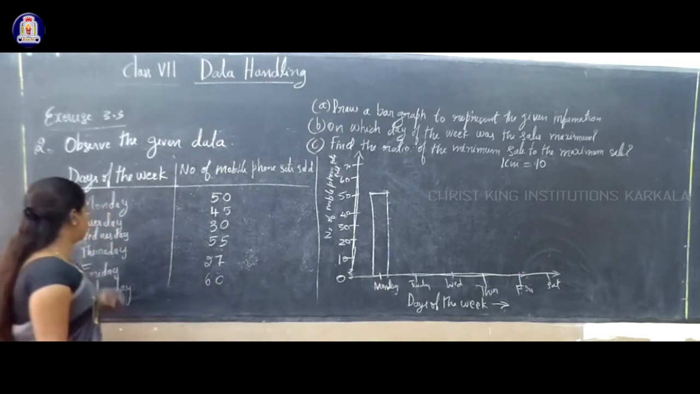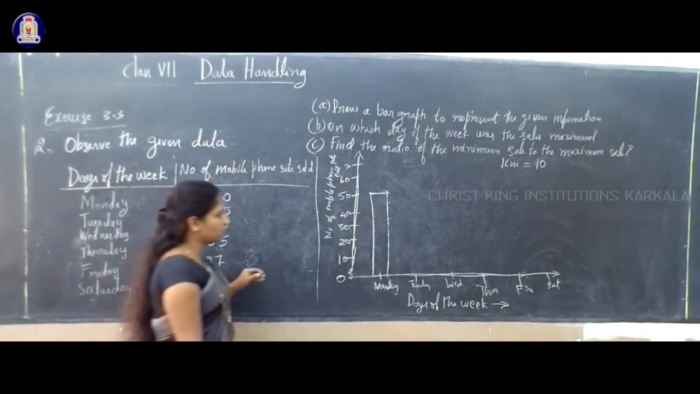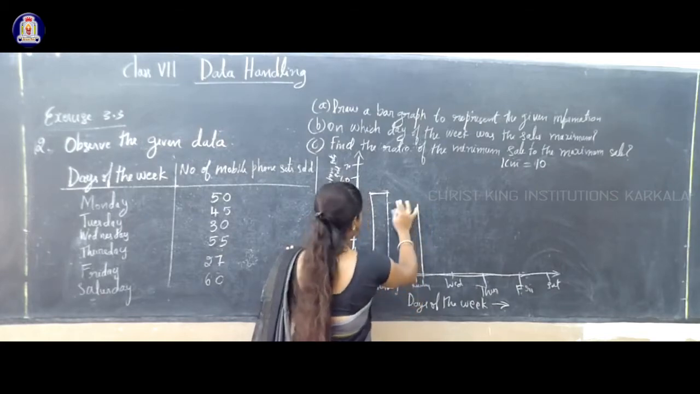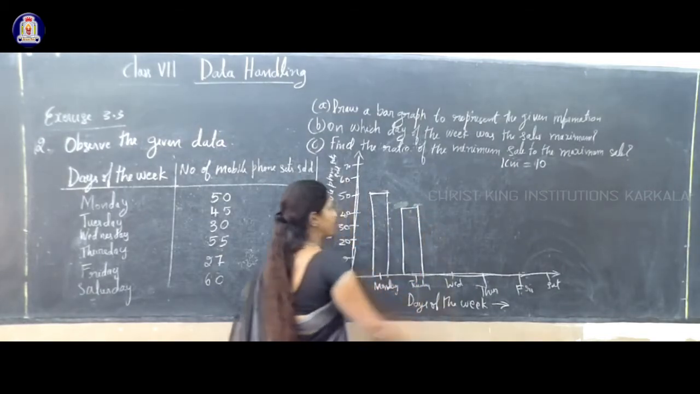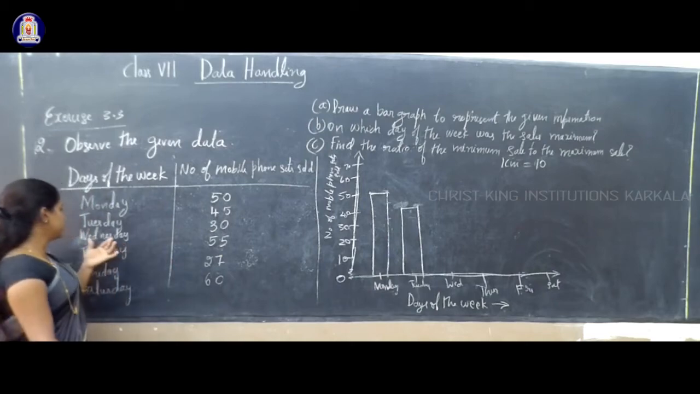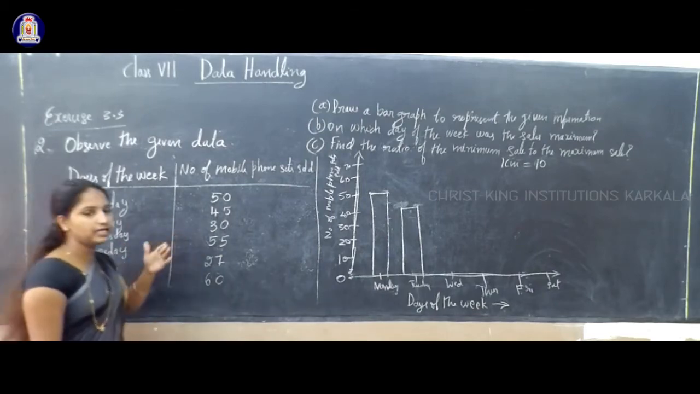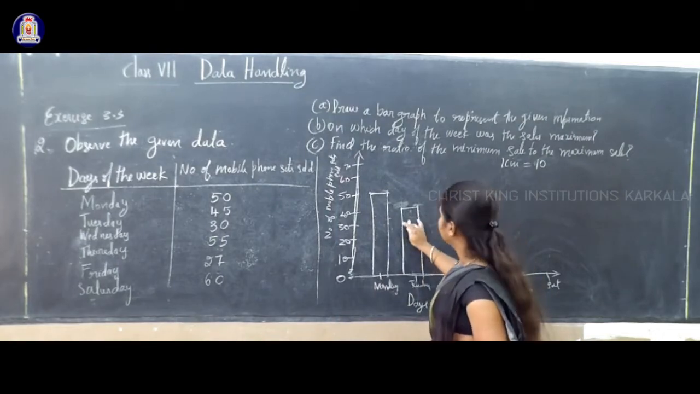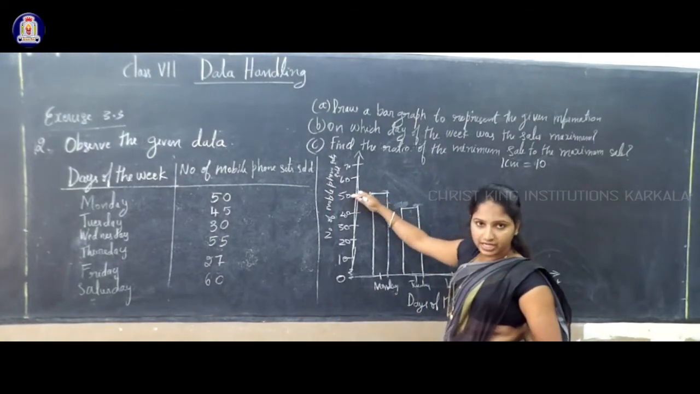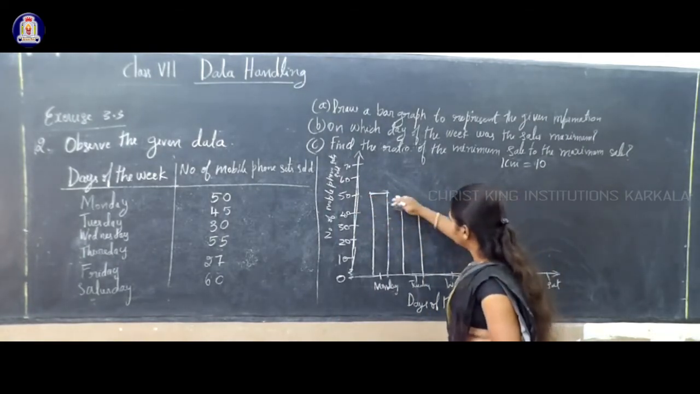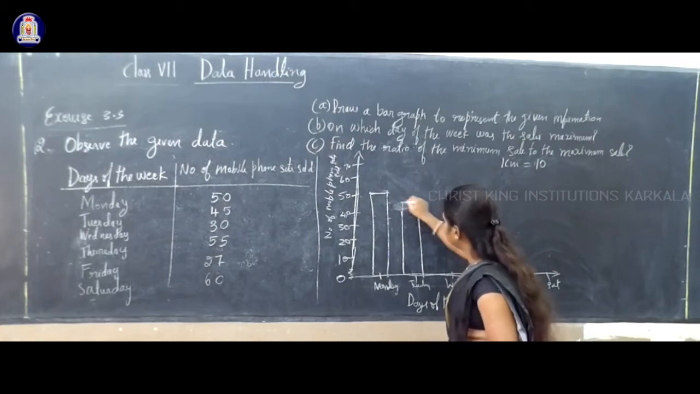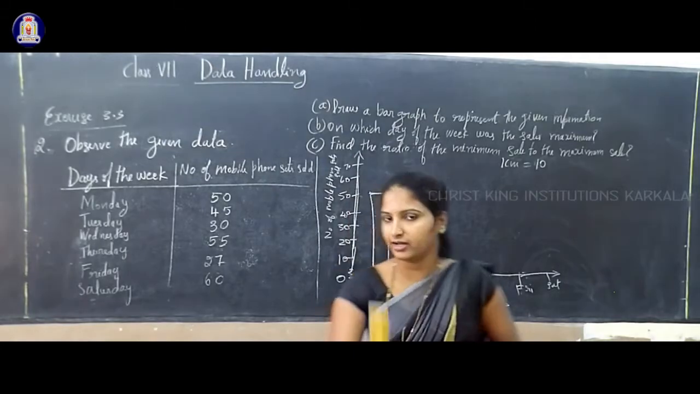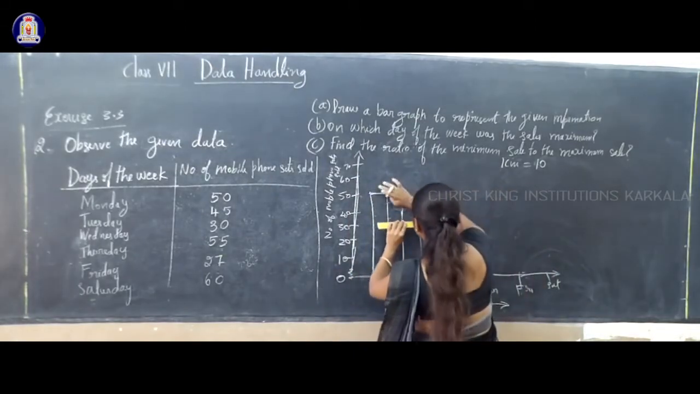On Tuesday, how many mobiles sold? That is 45. 45 mobiles sold. Understood? 45 is in between 40 and 50. So you have to use a scale and pencil. Here I am not using one, I'm drawing a rough diagram. So you have to use a scale and pencil. Clear?